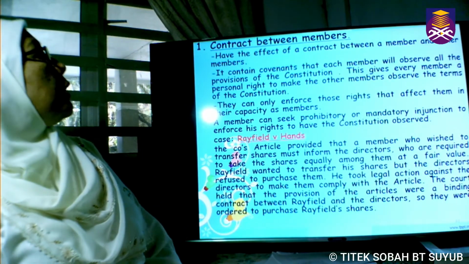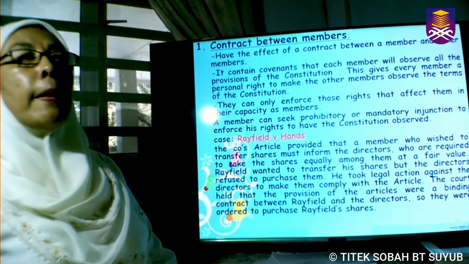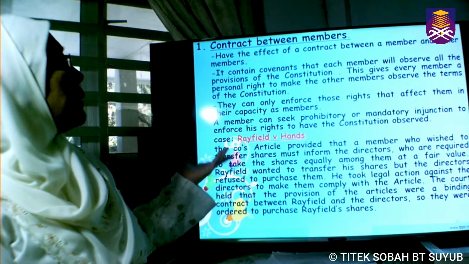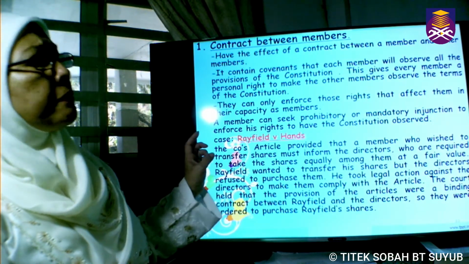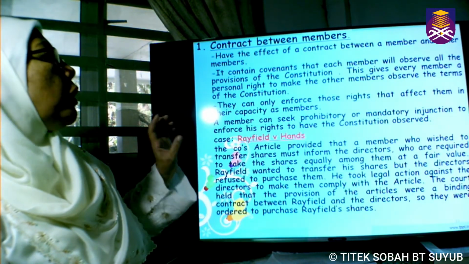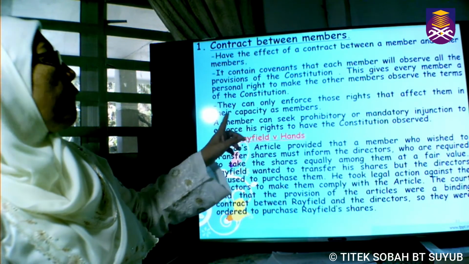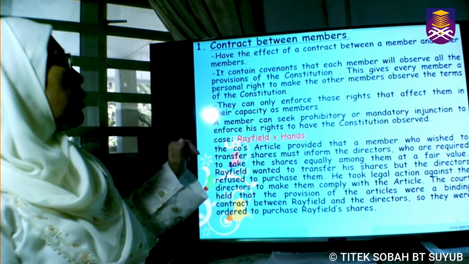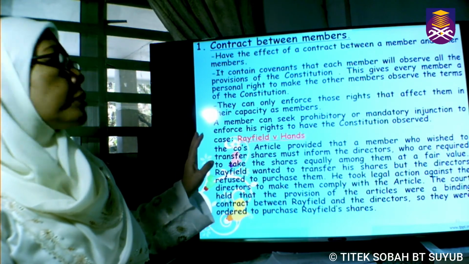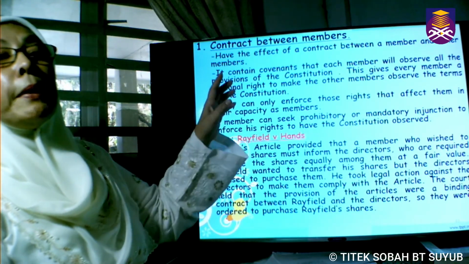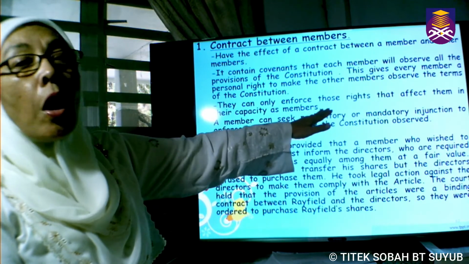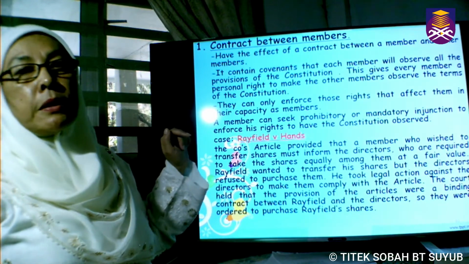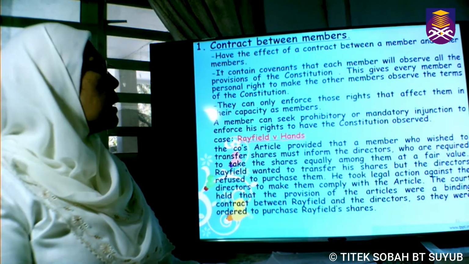It's not said. The effect, firstly, this is a contract between members. A contract between a member and another member. So each member should observe all the provisions of the Constitution. So this gives every member a personal right to make the other member observe the terms of the Constitution. So yes, it's a contract between one member and another member. However, they can only enforce those rights that affect them in their capacity as members, not in some other capacity.